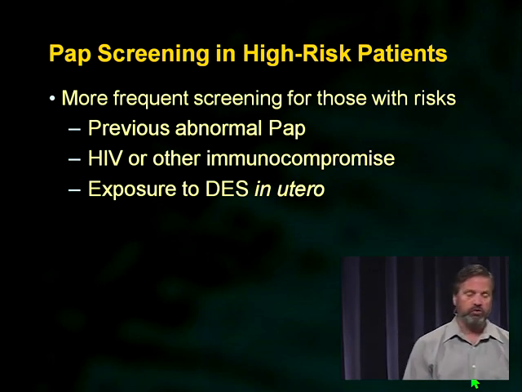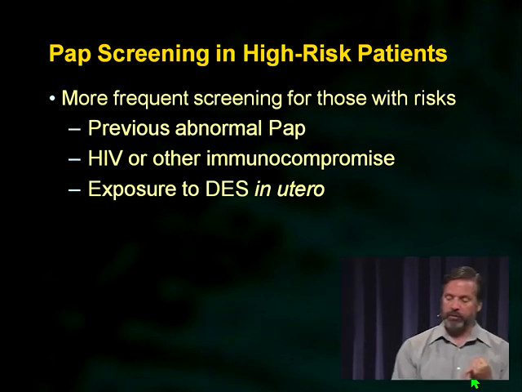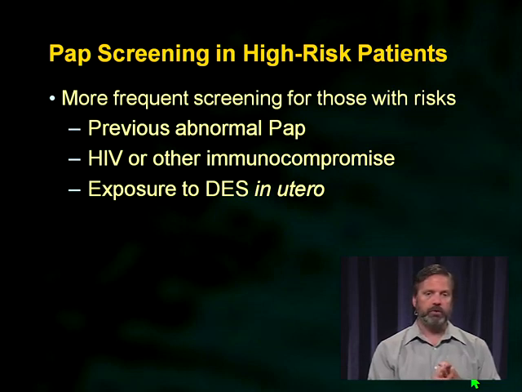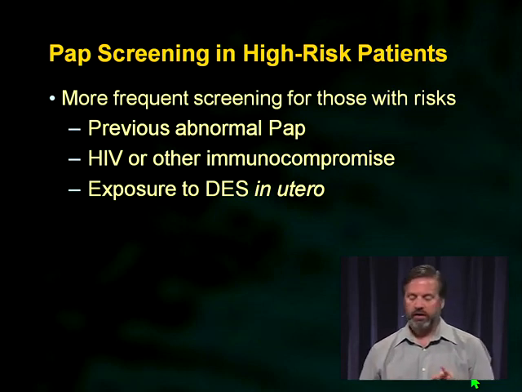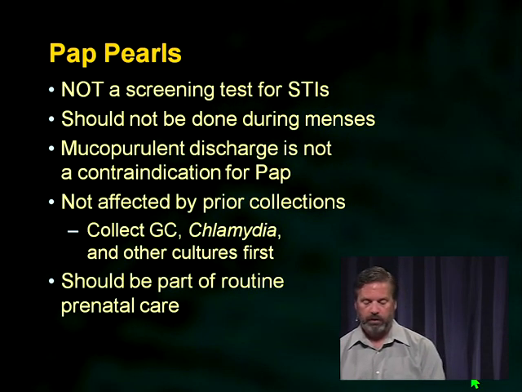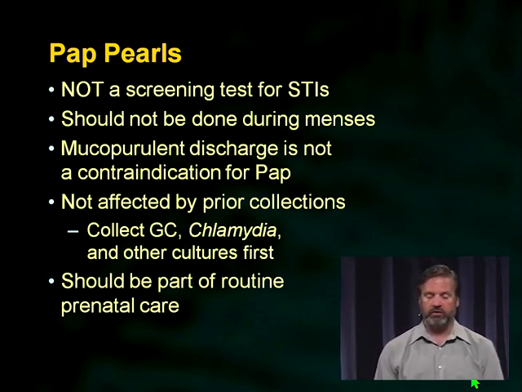High-risk patients, who's high risk for a pap smear abnormality? Anybody who's already had a pap smear abnormality, anybody who's HIV infected, whole different set of screening guidelines for people who are HIV infected. And if you've been exposed to DES in utero, that's less likely these days because it hasn't been used since the 1960s. And just remember, it's not a screening test for sexually transmitted infections. Shouldn't be done during menses.